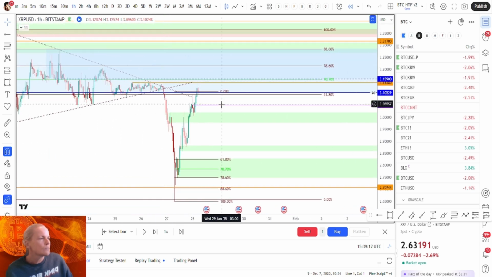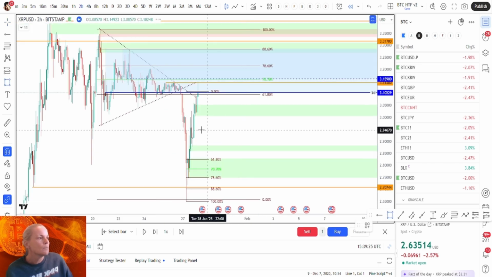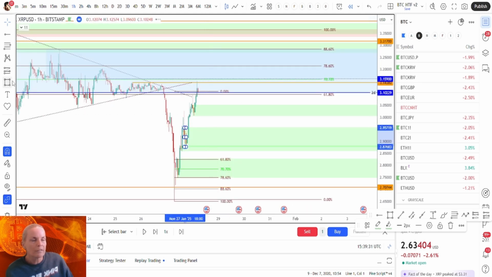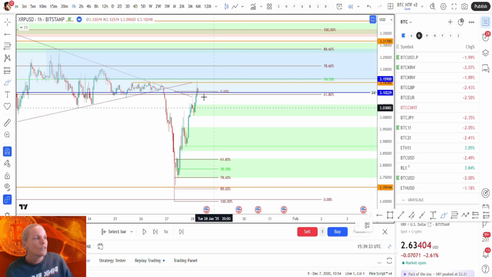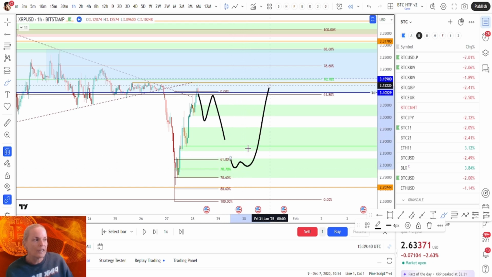So, I don't know what I drew that line for. New hourly demand here. So again, if you want the safer entry, and there is another 2-hour in there as well, isn't there? So we've got another 2-hour here. But if you want the safer entry at this point, you're looking for this hourly to break and then potentially a shorter retest if it's given. So you're looking for that break, retest, and then looking for that drop. And then you're still potentially looking for longs here.